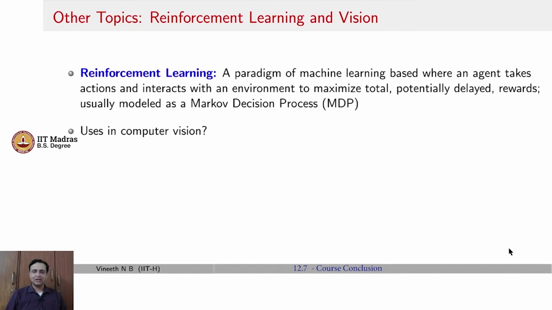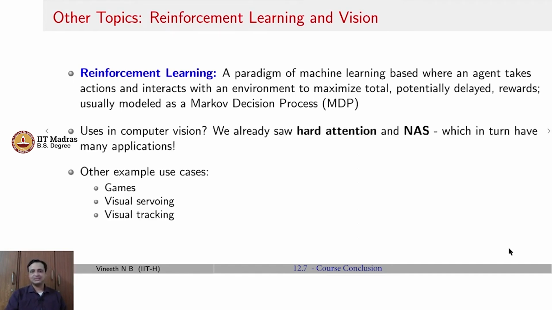Where is reinforcement learning used in computer vision? We already saw a couple of examples. We saw the use of reinforcement learning, we at least briefly spoke about it, in hard attention, where one cannot backpropagate. We said we use a reinforcement learning based algorithm. There's also NAS that we just saw, where reinforcement learning based methods are used to search for architectures. Other use cases are in games.